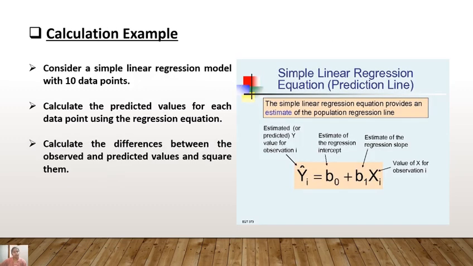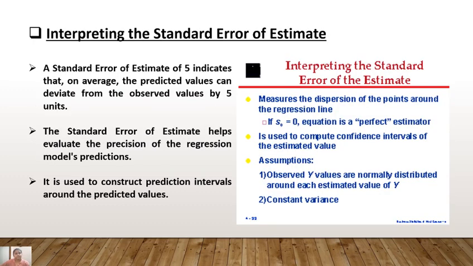Calculation example. Consider a simple linear regression model with 10 data points. Calculate the predicted values for each data point using the regression equation, calculate the difference between the observed and predicted values, and square them. As the example says, we can see in the image what we have to use in the formula.